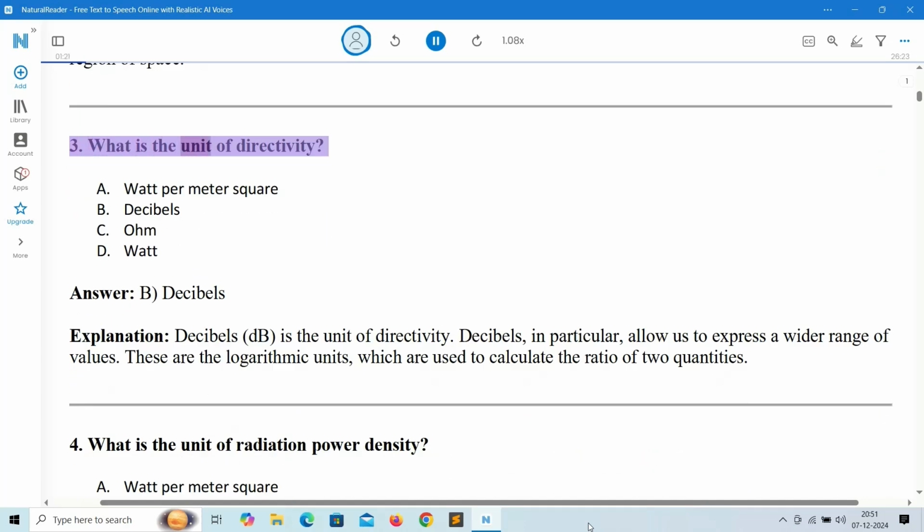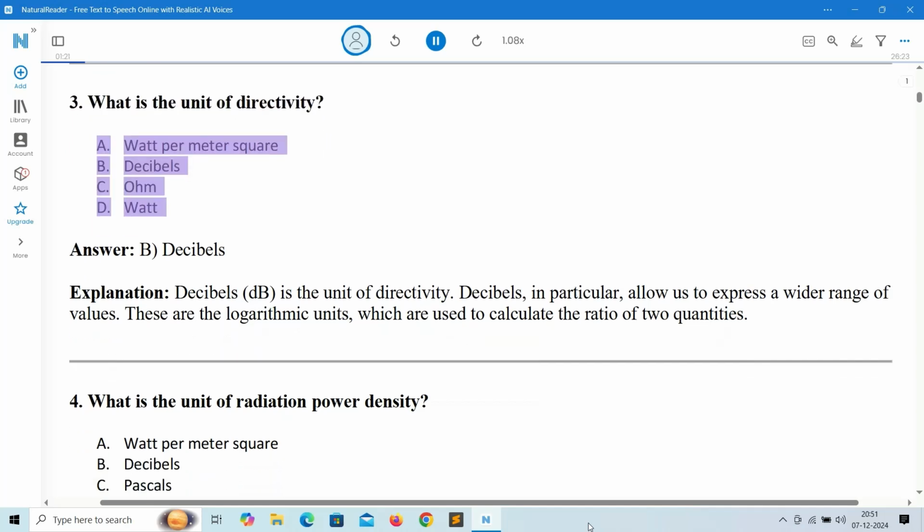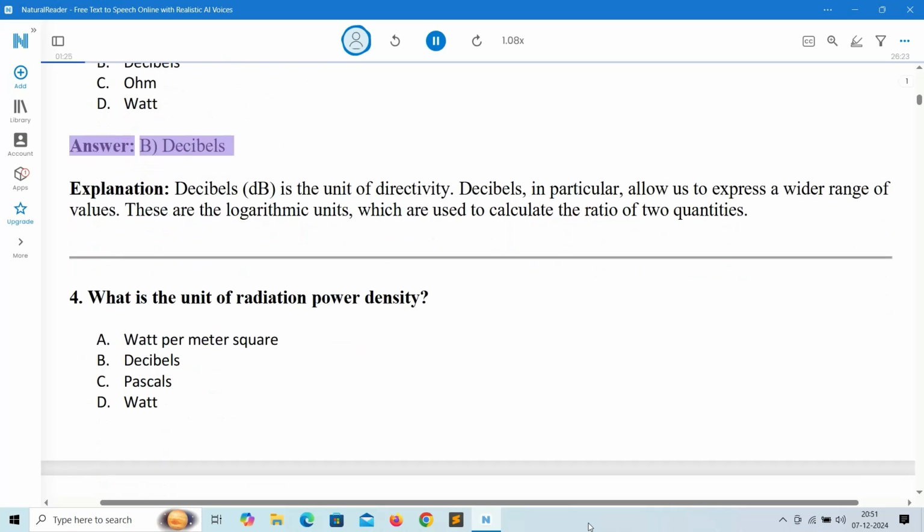3. What is the unit of directivity? A. Watt per meter square. B. Decibels. C. Ohm. D. Watt. Answer: B. Decibels.